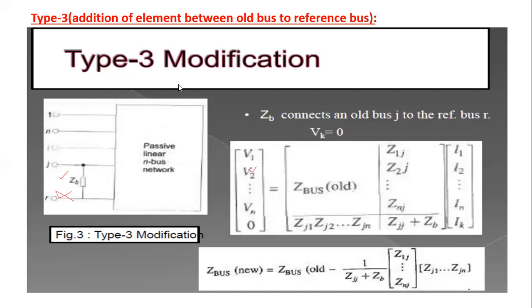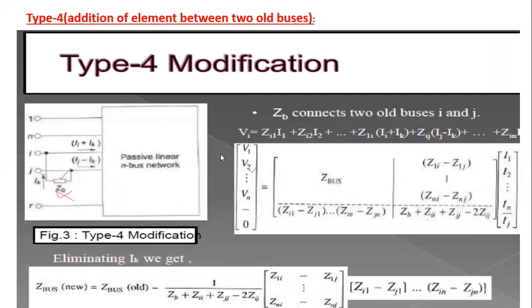Okay, this is the type 3 modification. Next, coming to the type 4 modification. Type 4 modification means that the branch is added in between the two old buses, that is I and J. I and J are the two old buses.